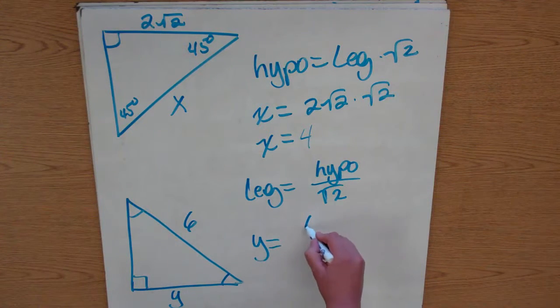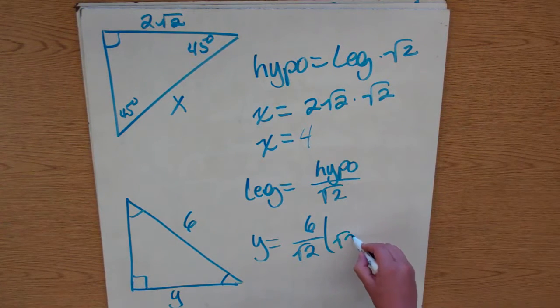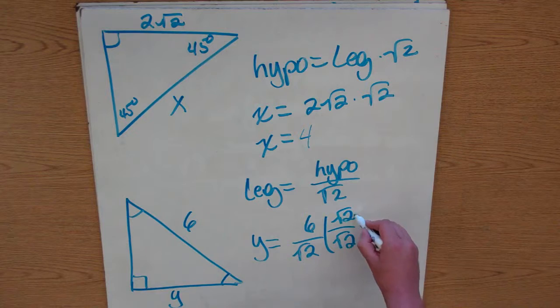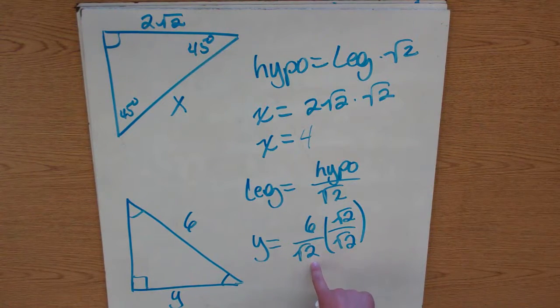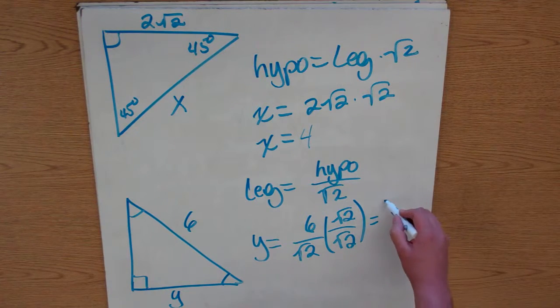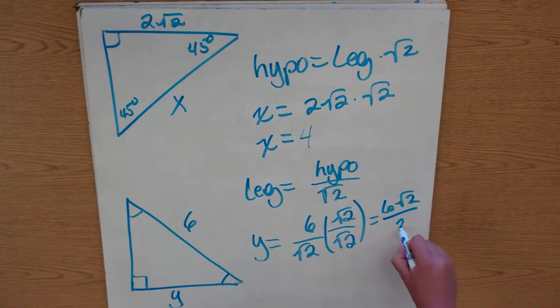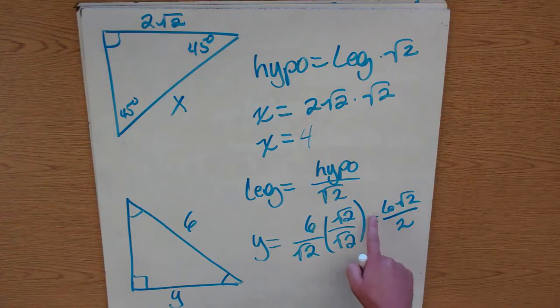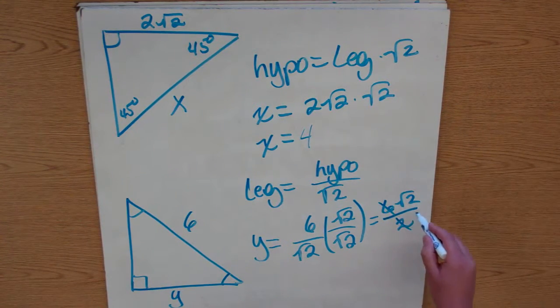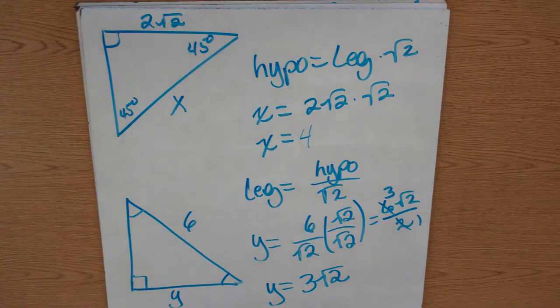So y is going to equal 6 divided by the square root of 2. We have to rationalize our denominator. So we multiply the top and the bottom by the radical in the bottom, and only the radical in the bottom. So 6 times this equals 6 times the square root of 2. Square root of 2 times the square root of 2 is 2. Now if you notice, the 6 and 2 will reduce. This will go to a 1, this will go to a 3. So y equals 3 times the square root of 2.